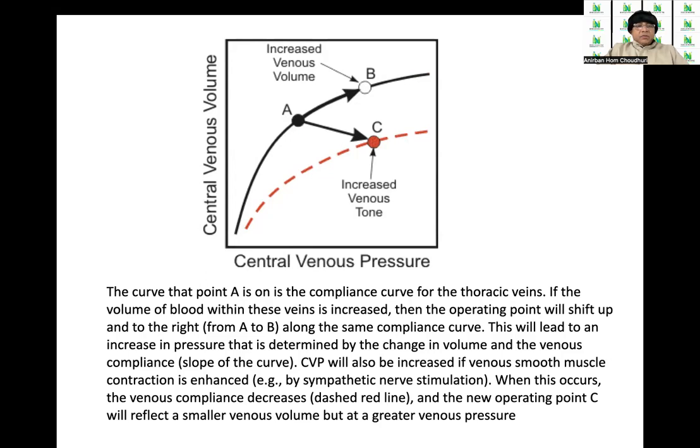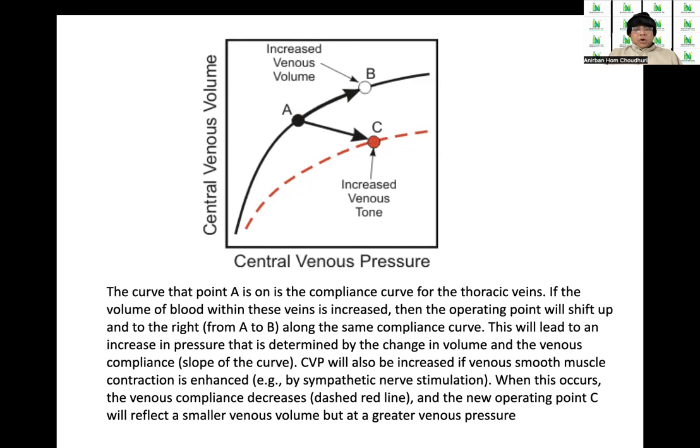So now this will lead to an increase in the pressure, because you can see that on the pressure side, the point B is towards the right. So that indicates that there is a rise in the pressure, and that is determined by the change in volume and the venous compliance. Venous compliance is the slope of the curve along which this change is occurring.